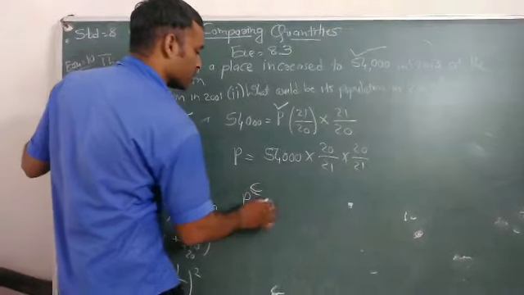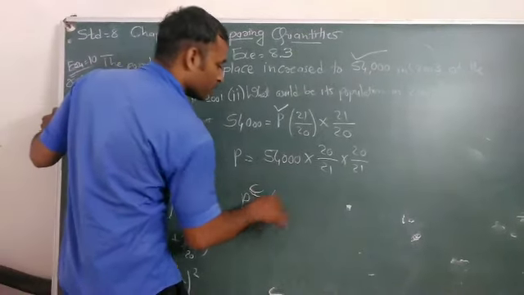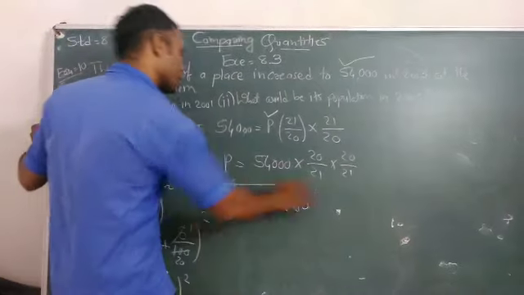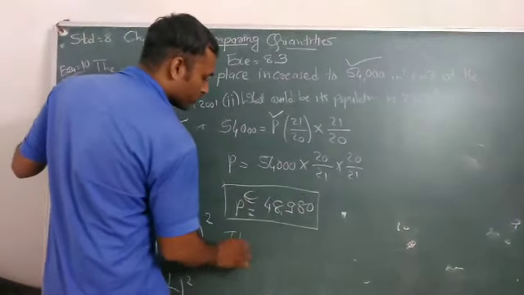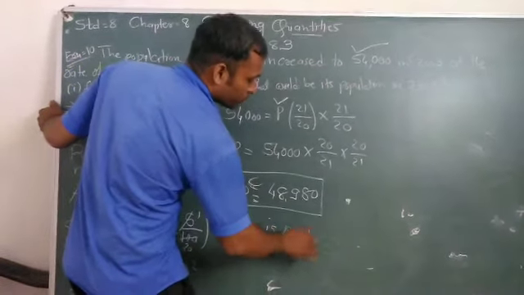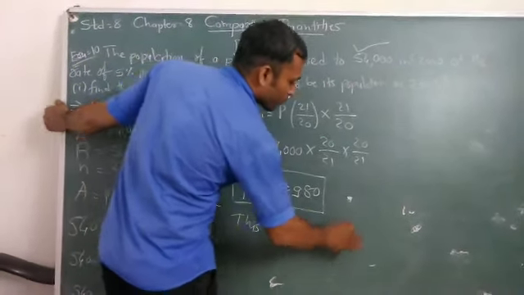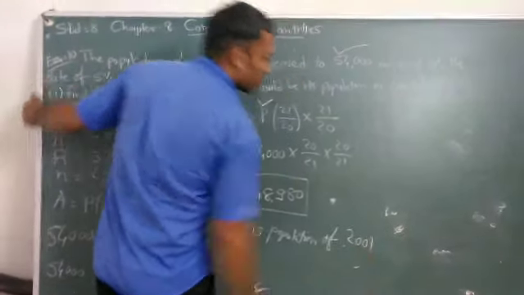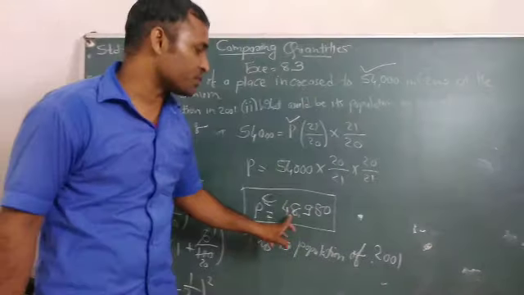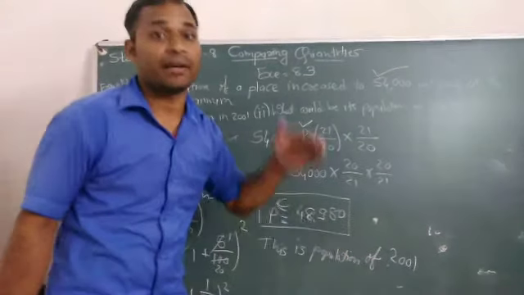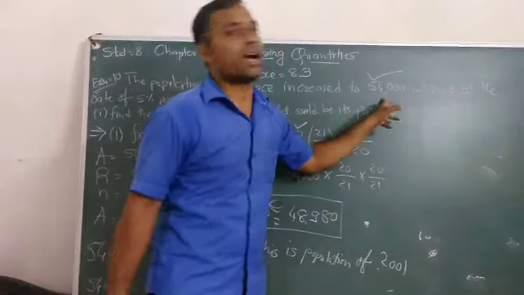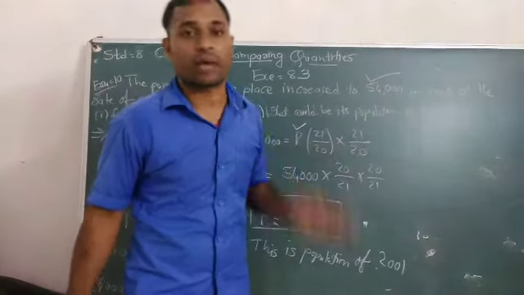So now principal amount is 48,980. This is the population of 2001. Okay, so now you can see in 2001 population is 48,980 and after increasing at 5% rate, in 2003 the population is increased to 54,000. Okay, simple.